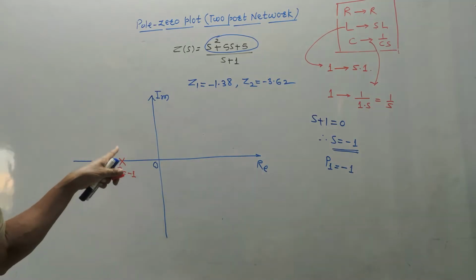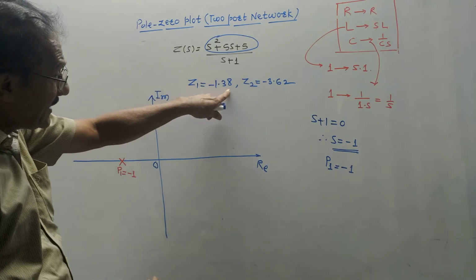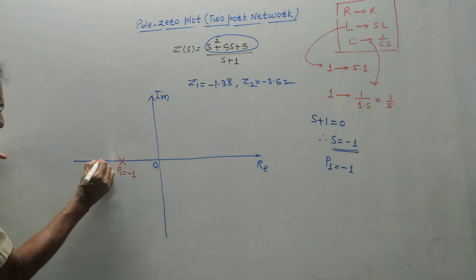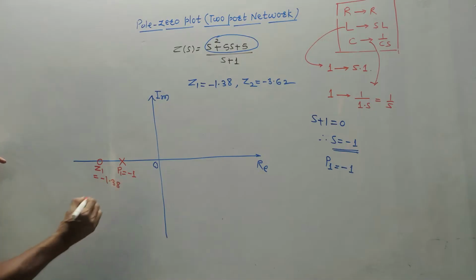The poles are denoted by notation cross. Then 0 is at minus 1.38. So 0 will be somewhere here. Zeros are denoted by small circles. Say this is the value of Z1, which is equals to minus 1.38.